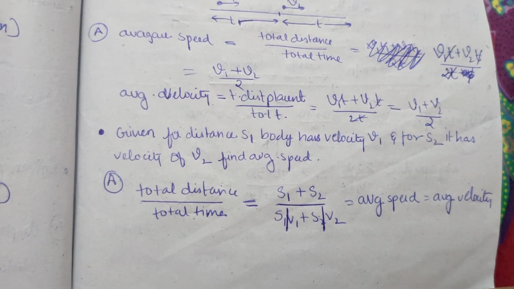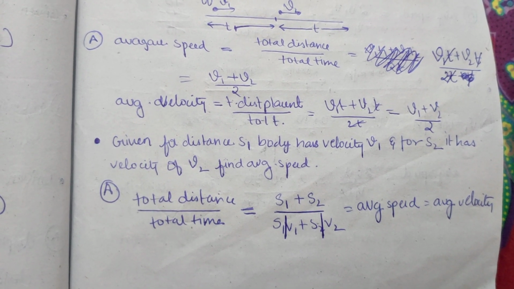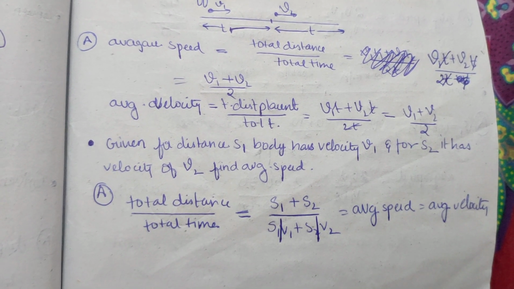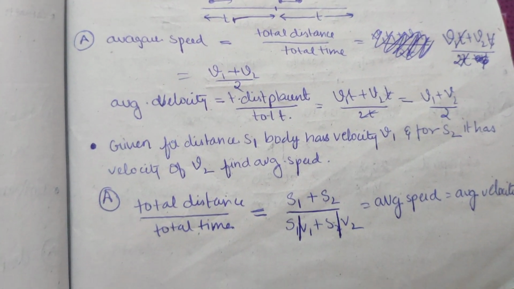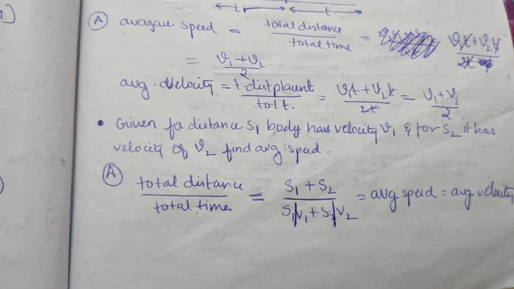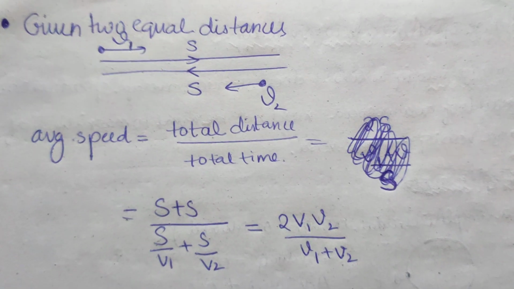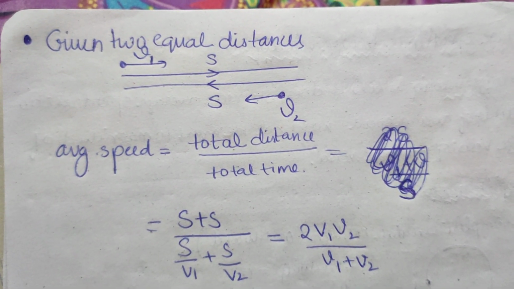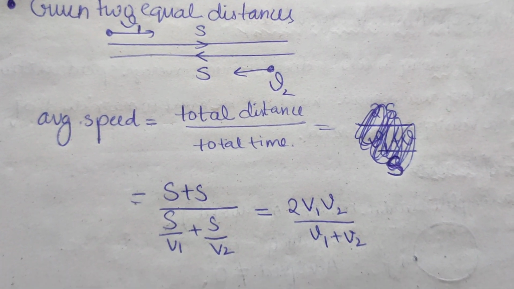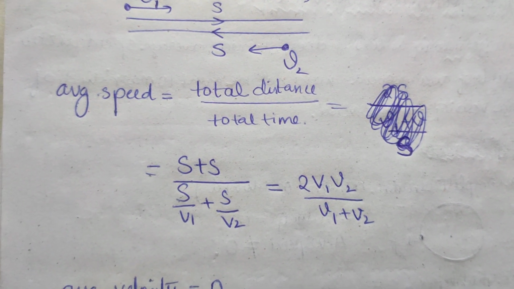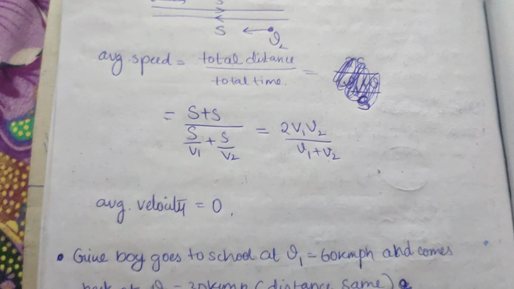Now for a given distance, in S1 the body has velocity V1, and for S2 it has V2. Find the average speed. If it is given like this, then we use S1 plus S2 by S1 by V1 plus S2 by V2, for both average speed and velocity, if acceleration is constant. Here the other situation is two equal distances with different velocities, so average speed equals 2 V1 V2 by V1 plus V2. Then average velocity equals 0 because displacement is 0.